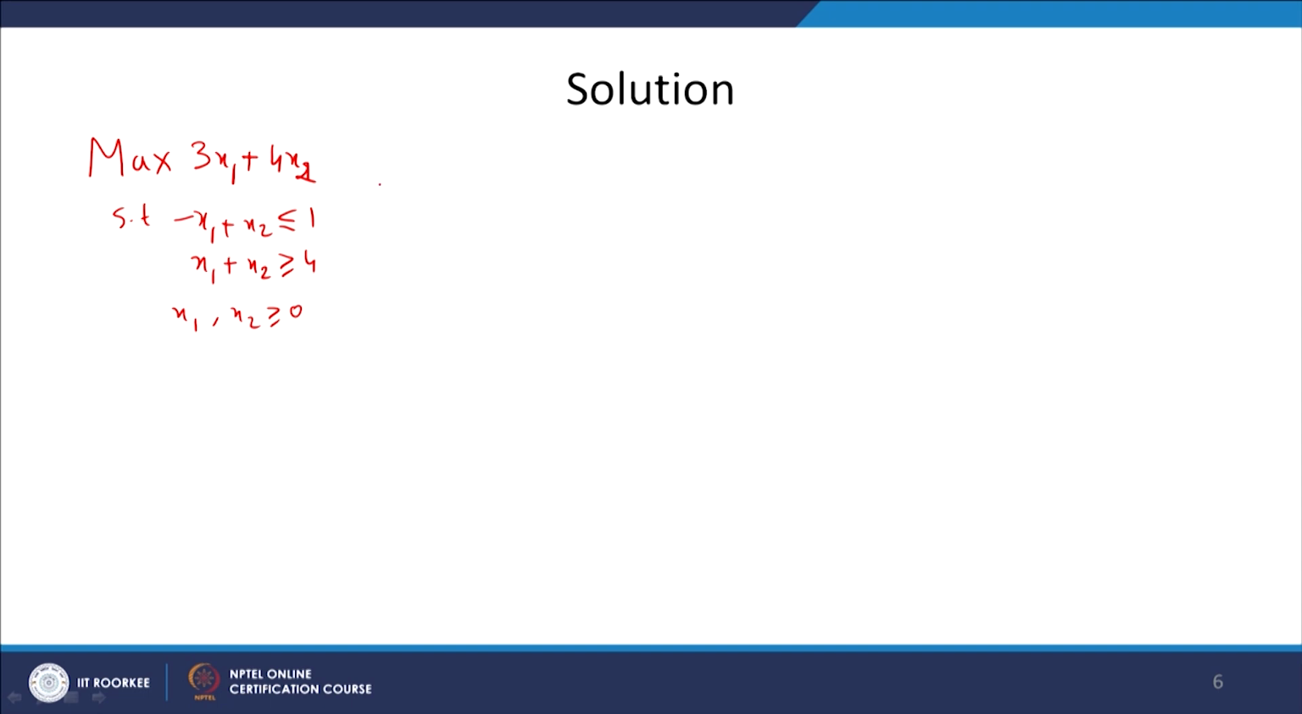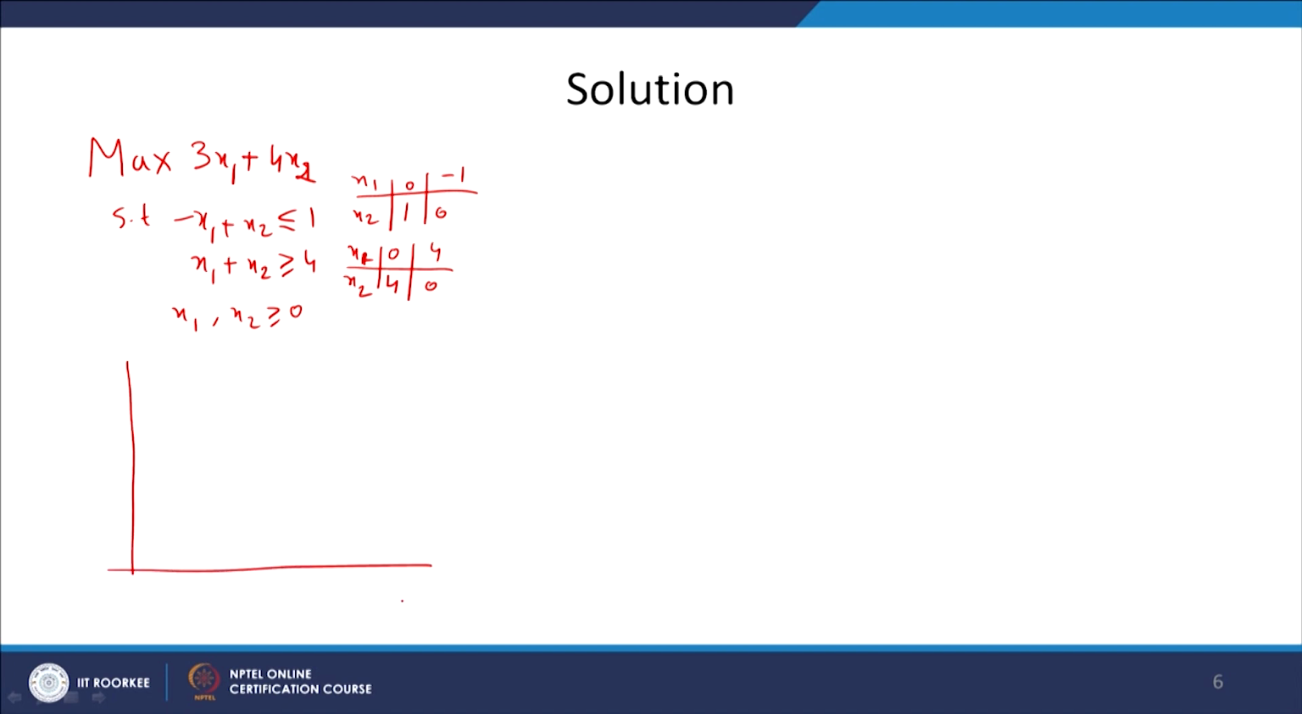So, for solving it graphically, we need 2 points. It passes through (0, 1) and (-1, 0), and similarly the second constraint has the 2 points (0, 4) and (4, 0). So, let us plot this problem.